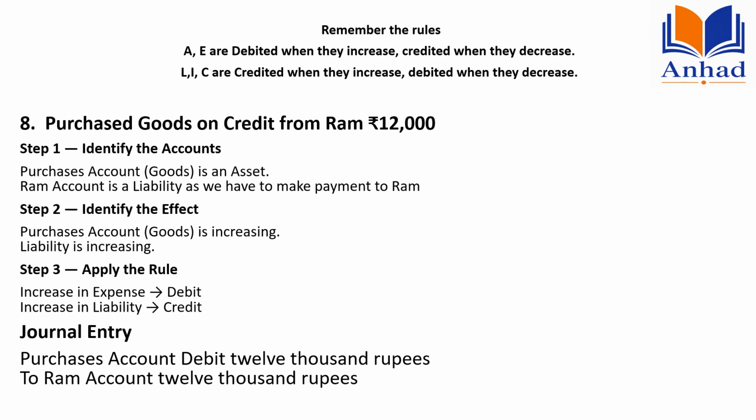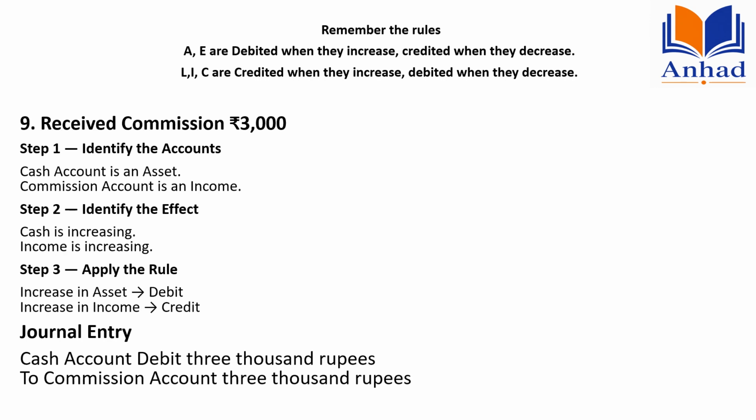Transaction 9. Received commission of 3,000 rupees. Step 1. Identify the accounts. Cash account is an asset. Commission account is an income. Step 2. Determine the effect. Cash is increasing. Income is increasing.